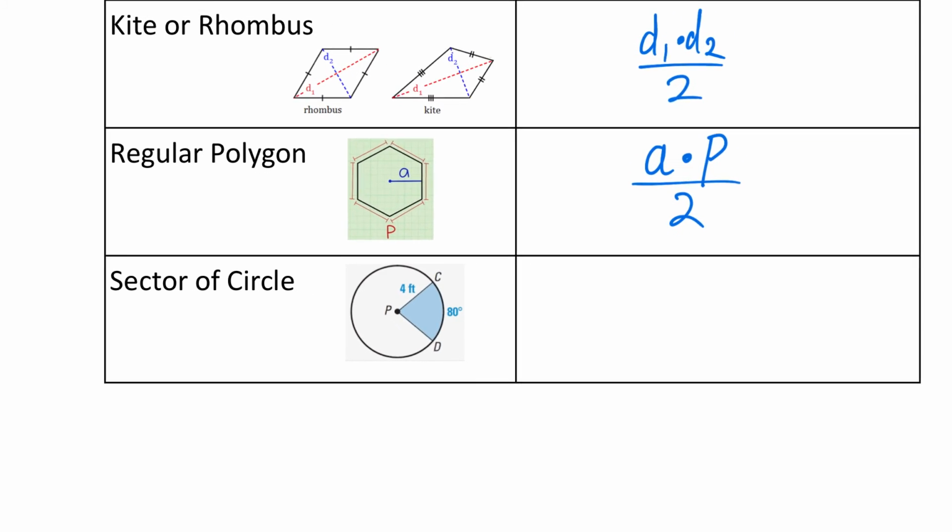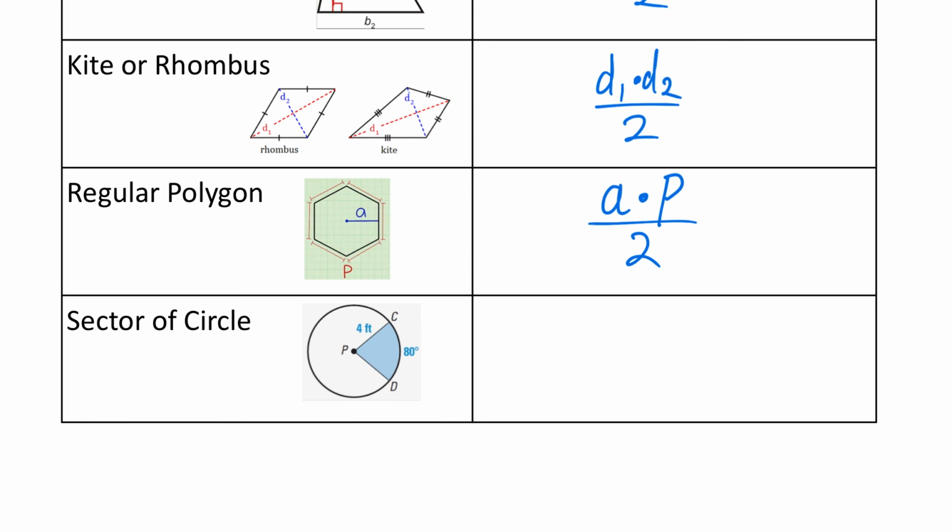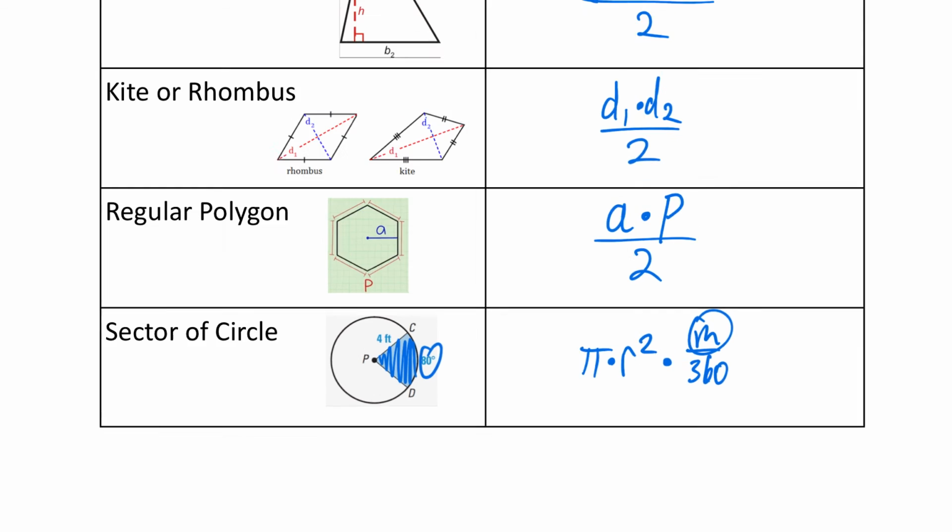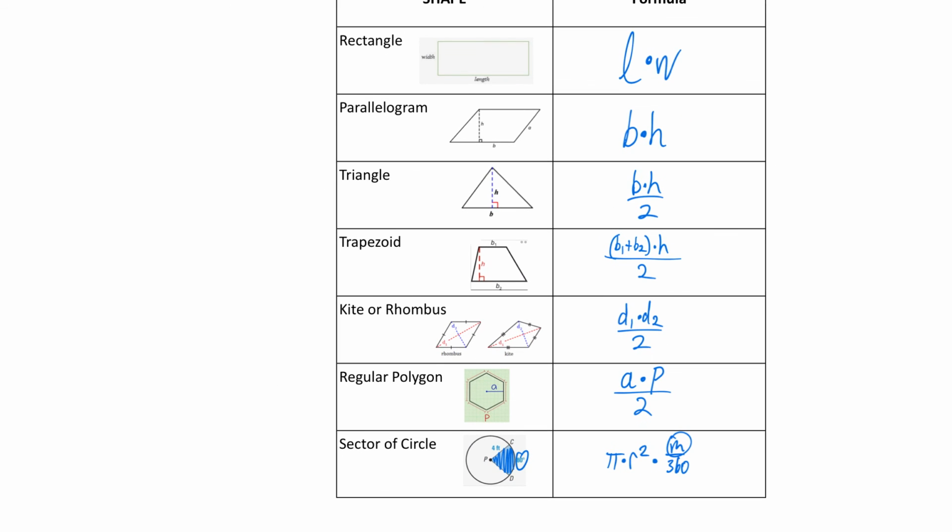Okay, sector of a circle. Pi times radius squared times m over 360. Pi r squared is just for the area of a whole circle. I'm looking for the area of just this little slice. So m is the measurement of the angle, like in this case would be the 80. Okay, so those are just the formulas real quick.